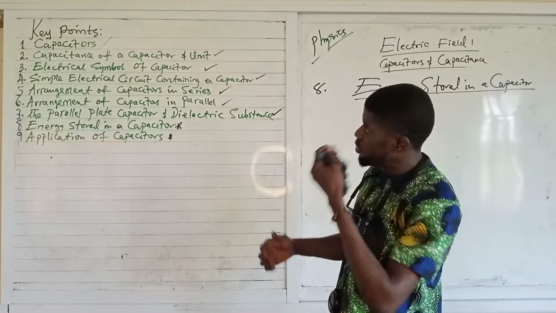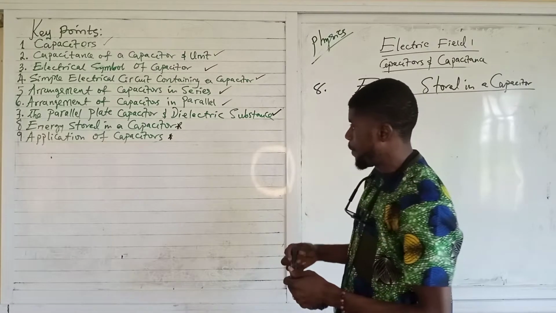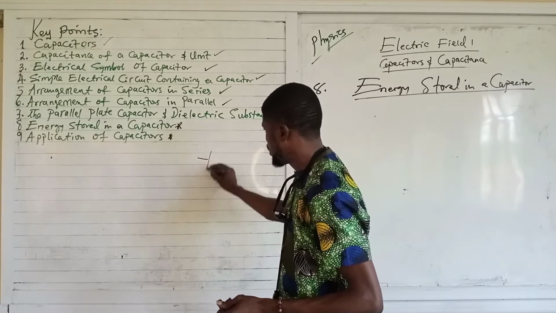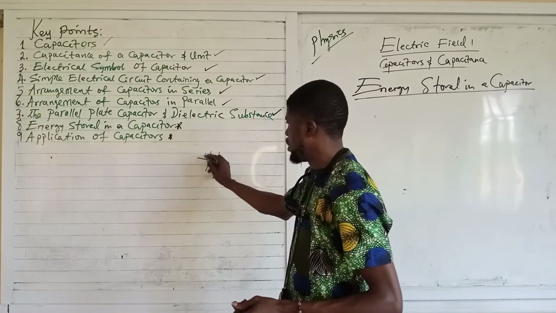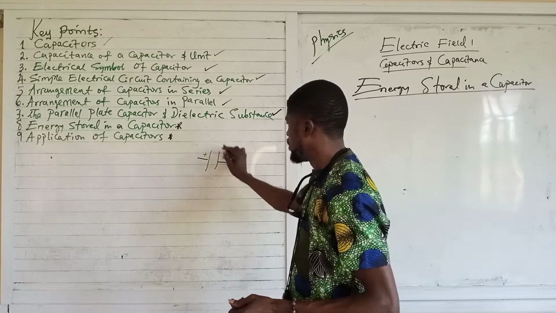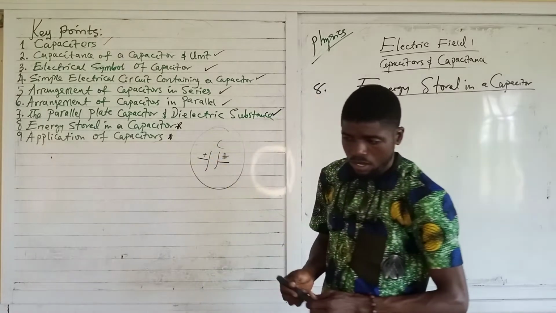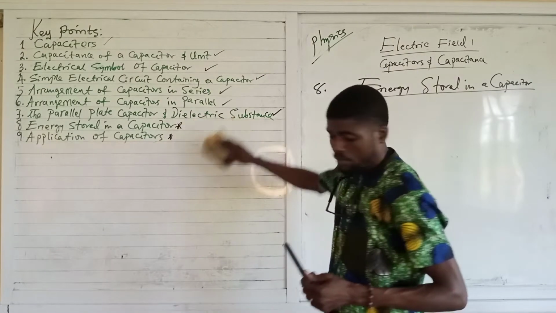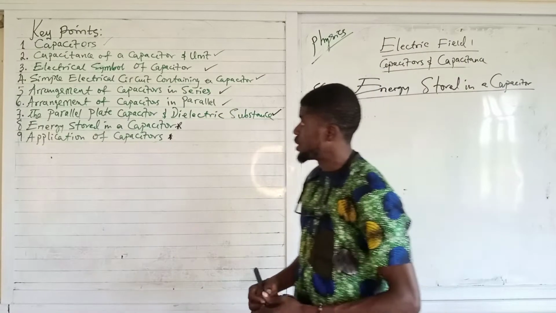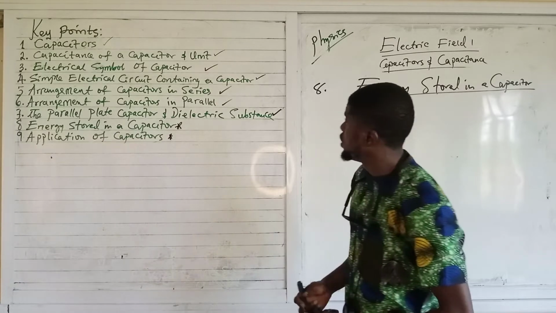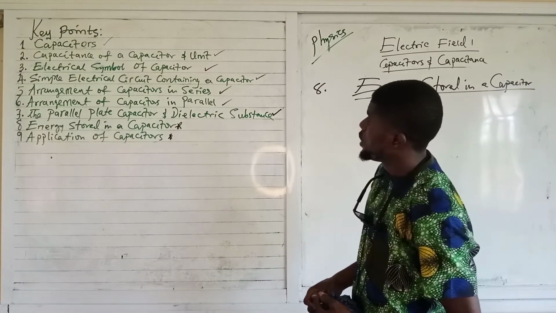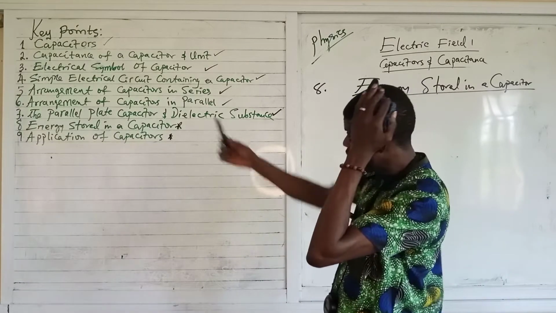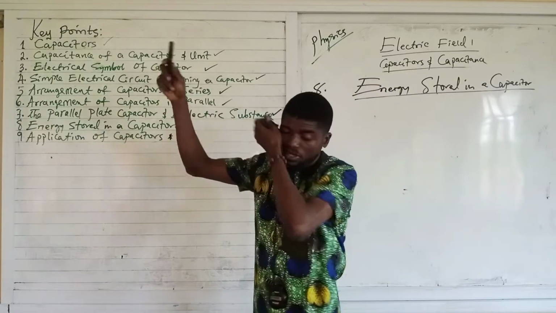And then we also looked at the symbol for the capacitor as something like this, a plus and then a negative. We also looked at the circuit concerning a capacitor. Kindly watch video 2 in this series. We also looked at arrangements of capacitors in series and in parallel.